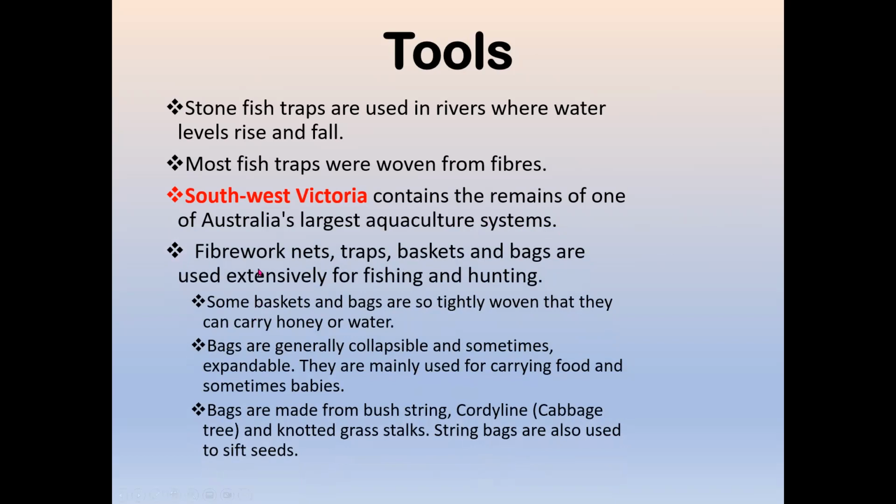And so what they did, these fiber work nets, and they had traps, they had baskets, they had bags, anything they needed for fishing, hunting. And some of the baskets were so tightly woven that they could carry honey, they would carry water, and they're collapsible, so they're very easy to carry around. But they were expandable, they could carry food, babies, whatever they wanted to carry. And they made them from cabbage trees, quarterline. They're knotted grass stalks. String bags were also used to sift seeds.